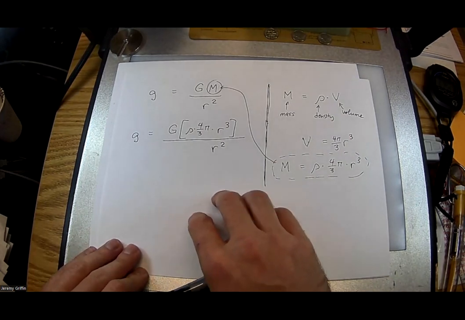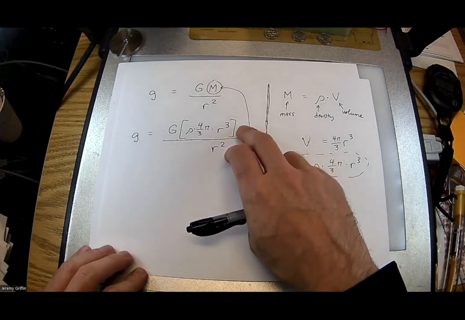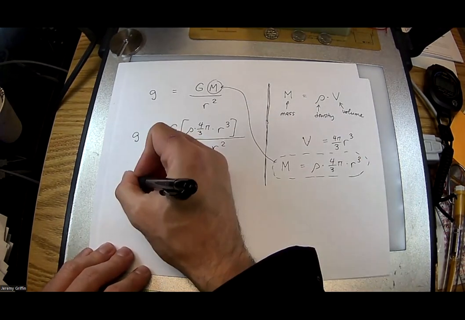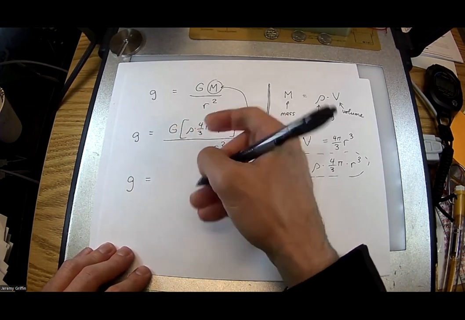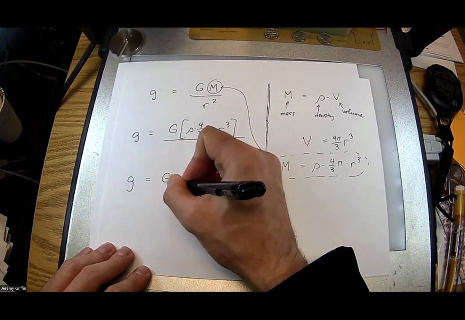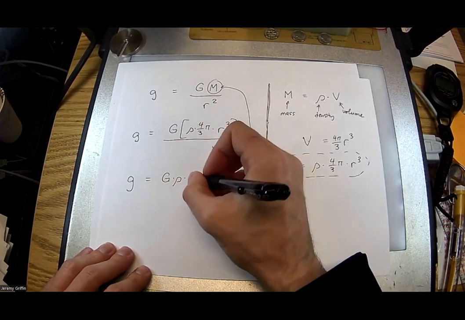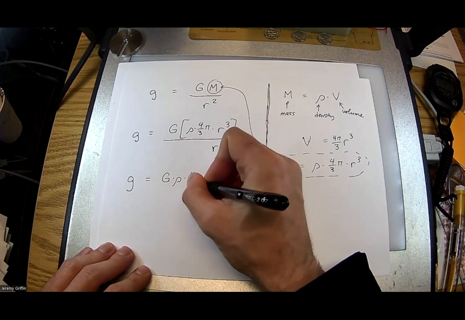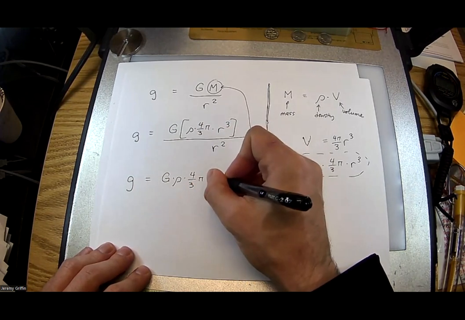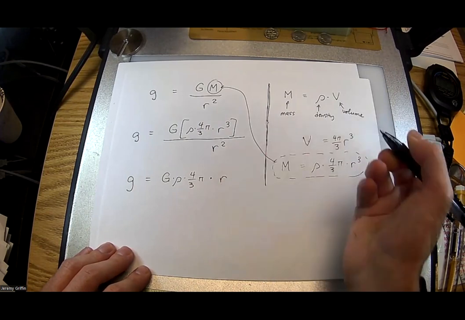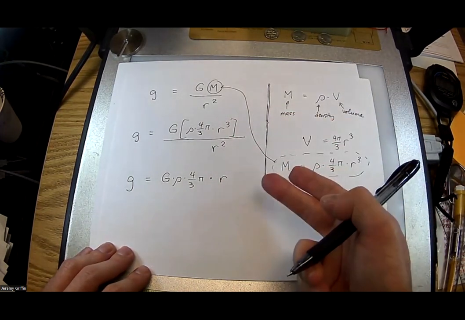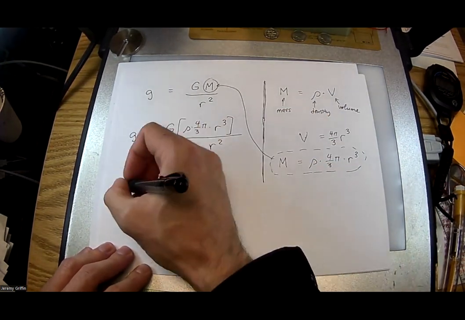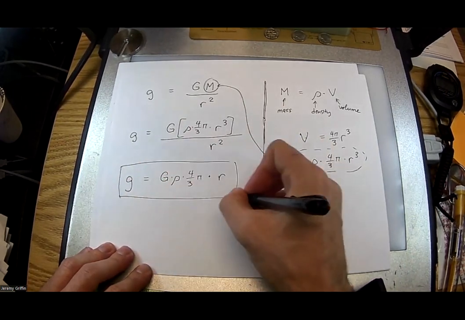What cancels out? A couple of the r's. So now the gravity field of the planet is equal to the universal gravity constant, the density of the dirt it's made out of, 4/3 pi, and then all times just plain r, because r cubed over r squared is just r. And here's an important step.